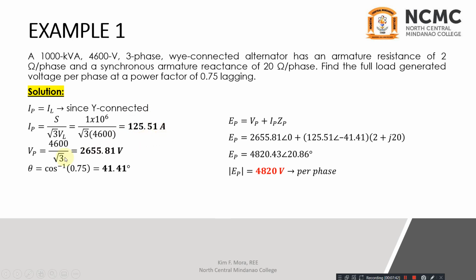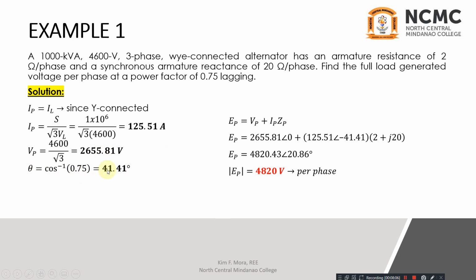Next is to solve for our VP. VP is equal to 4600 over square root of 3, and that is equal to 2655.81 volts. Then next is to solve for our theta.